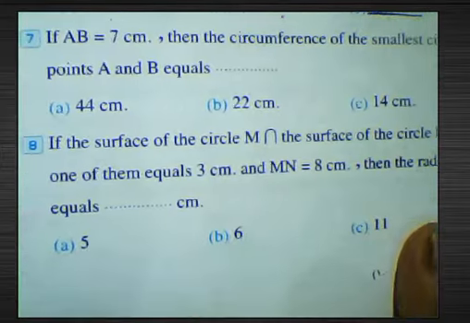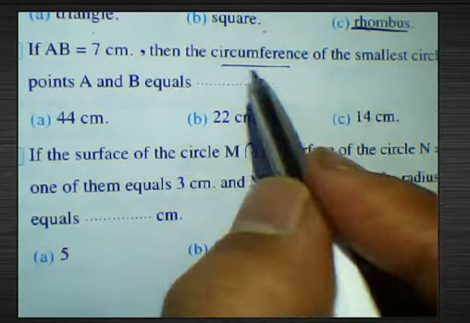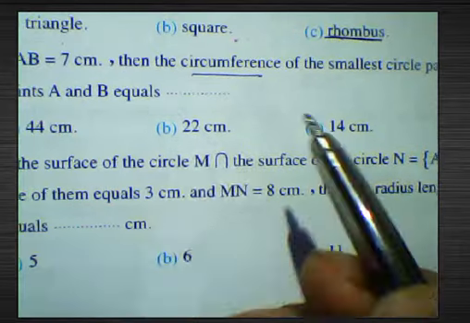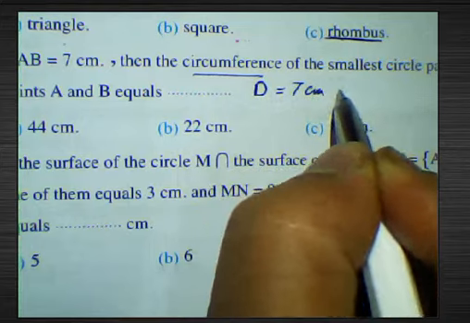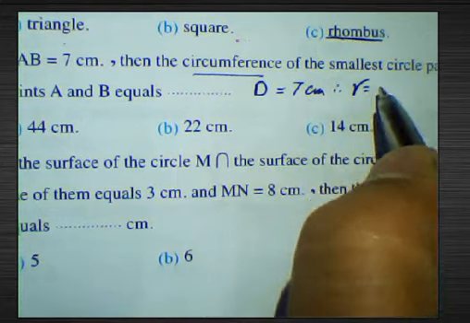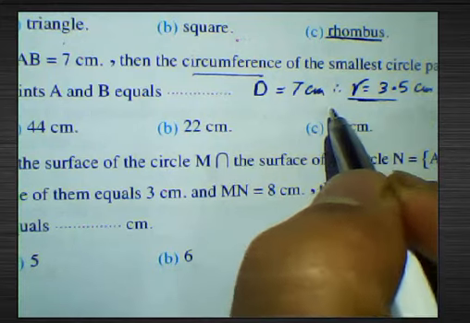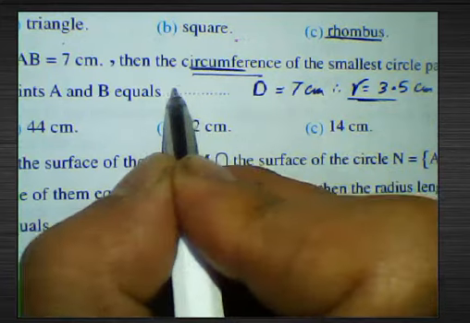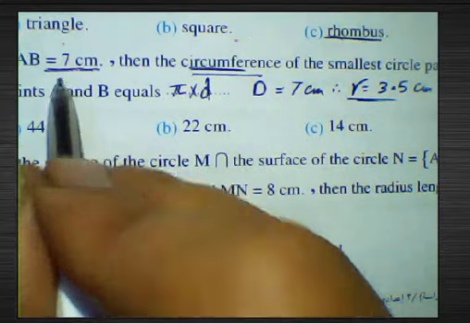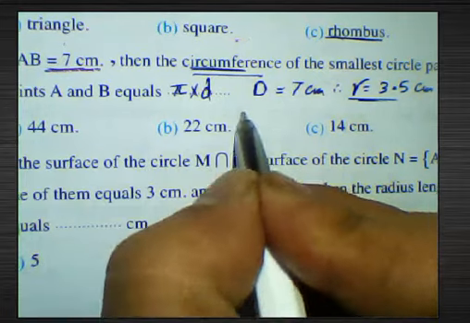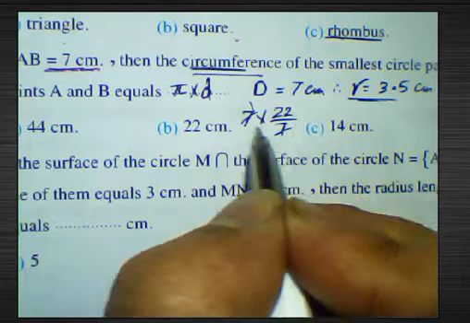Question number 7. If AB equals 7 cm, then the circumference of the smallest circle passing through the 2 points A and B equals what? We have the diameter equal 7 cm, and then the radius will be half of 7 equal 3.5 cm. It's the radius of the circle. So he asked about circumference, meaning pi multiplied by D. The diameter will be 7, so the result will be 7 multiplied by 22 over 7. 7 divided by 7 equals 1. 1 times 22 equals 22.